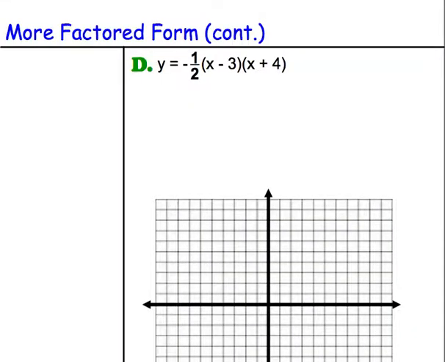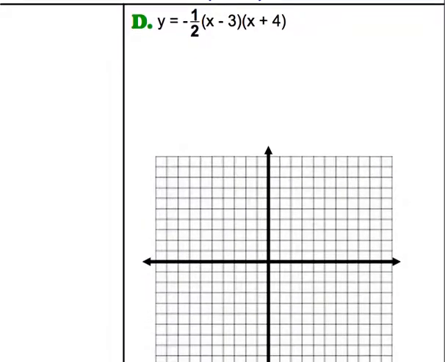Ooh, now we got one that's got a fraction in it. Same process. So let's start off by finding our zeros. And I'm going to have you pause it so you can go ahead and find your zeros and your y-intercept on your own. And then go ahead and hit play when you're done to check your work.